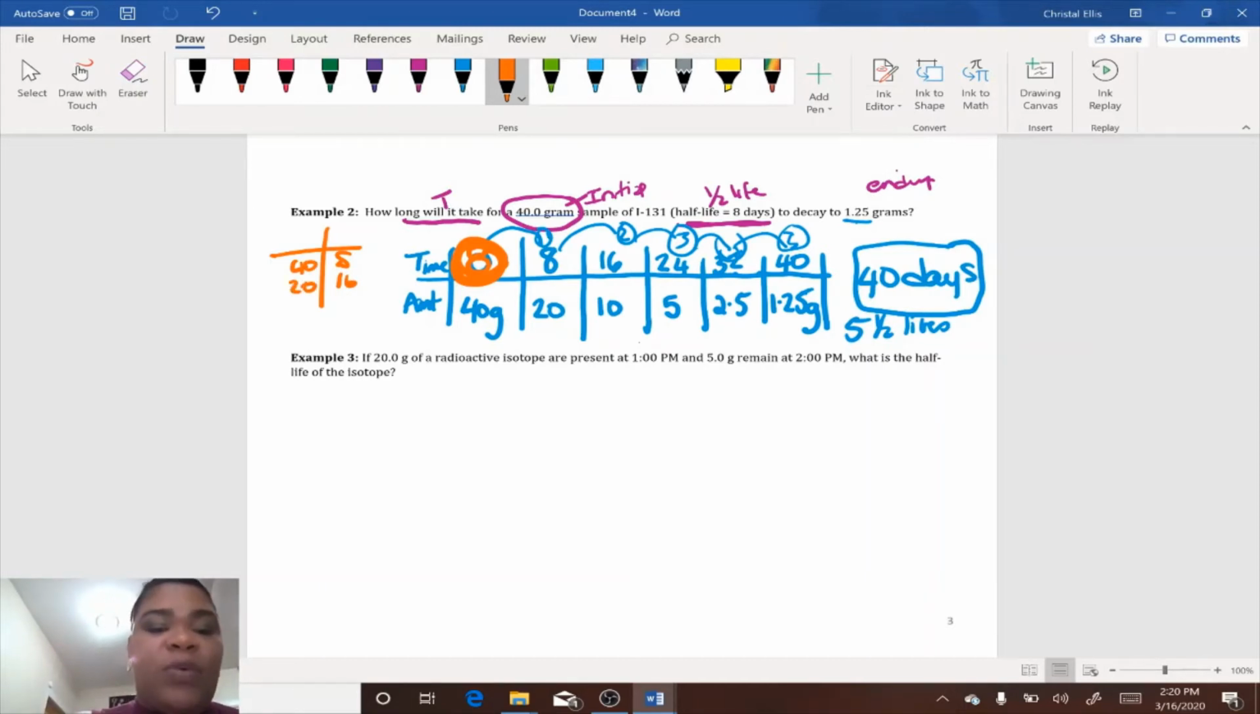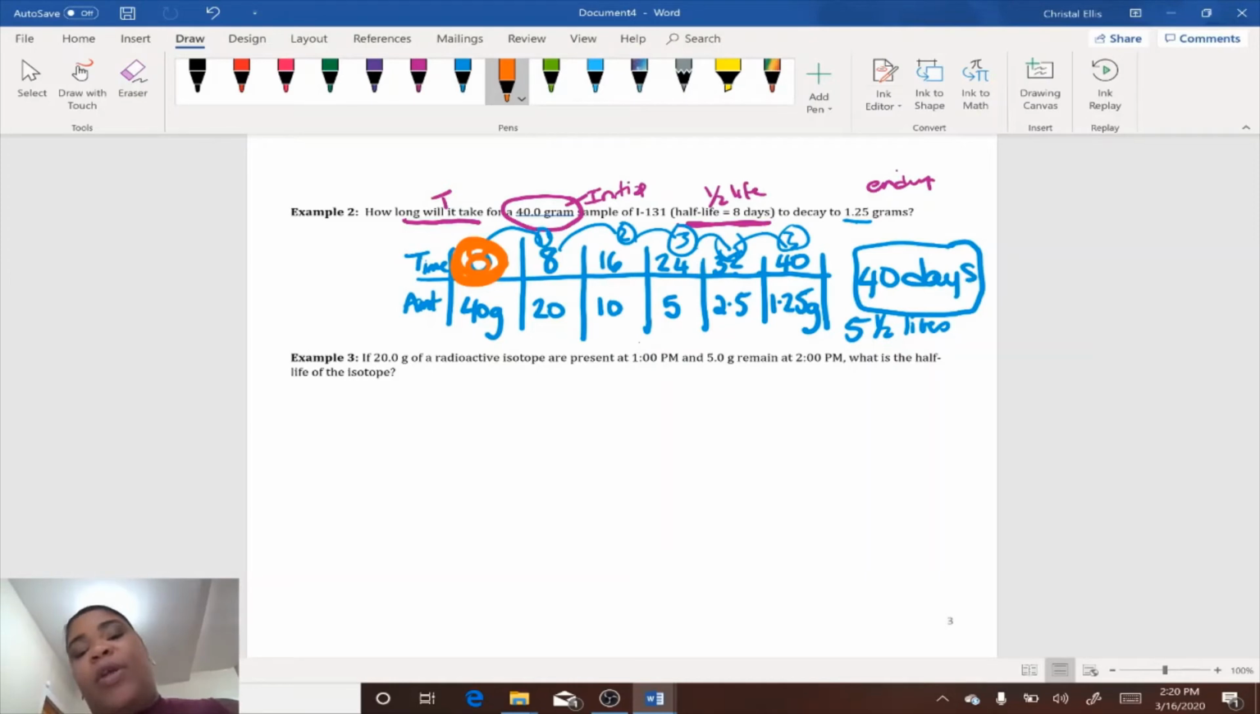You're going to have 24, and then it will be 10. Then you'll have 32, and then it will be 5. So you'll see that they're not matching. You have to start at time 0 in order to get the correct answer.